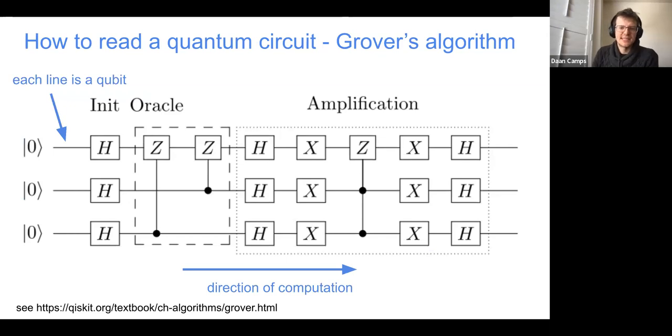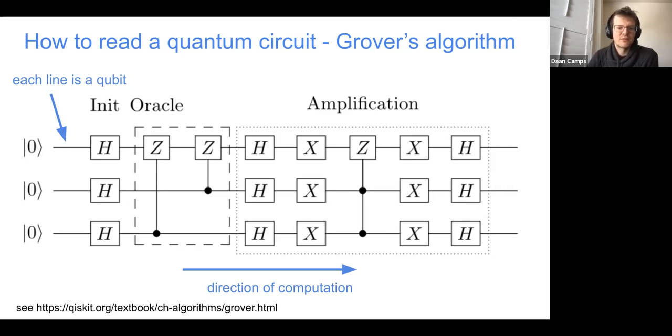So this slide shows an example of a quantum circuit for an algorithm known as Grover's algorithm, which can perform unstructured search in a database quadratically faster than a classical algorithm can. The details of how it works are not very important, but we wanted to give a high level overview of how you read a larger quantum circuit.